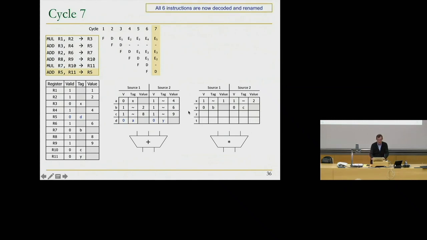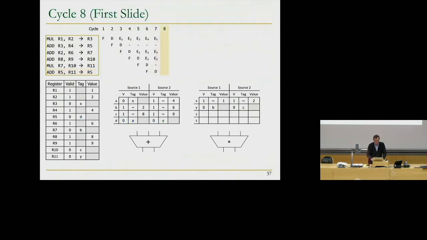Okay, at this point, all 6 instructions are now decoded and renamed. If you actually look at this picture, you should be able to reconstruct the data flow graph. Actually, in this case, you should be able to reconstruct the program. If I don't give you this program, for example, over here, and I give you just this, you can give me the program. Okay, we'll see that. Okay, we discussed what happened to R5. So cycle 8 is an interesting cycle, so we're going to spend a little bit of time on this.